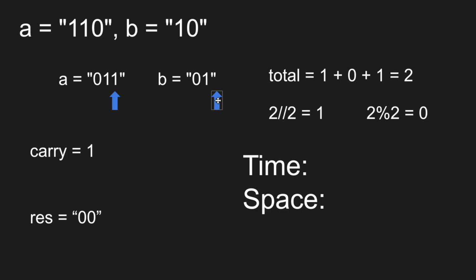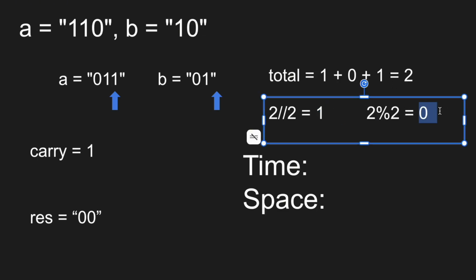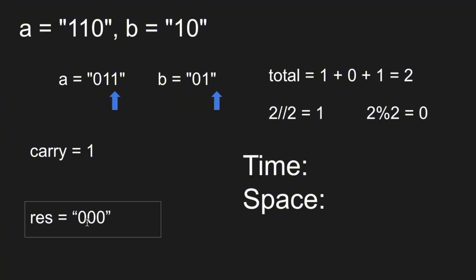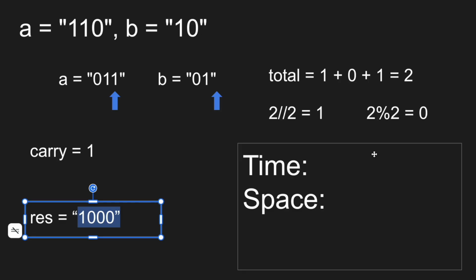And now 1 plus 0, since we don't have any more digits, plus a carry of 1 is 2. So we will carry 1 again, and we will add 0 to result again. And now that we have come to the end, but we still have to add the carry over. So let's make sure we add 1, and we can return 1000 as our result.